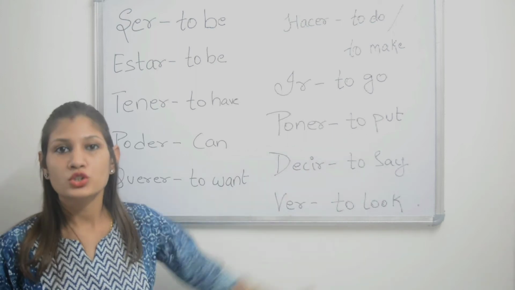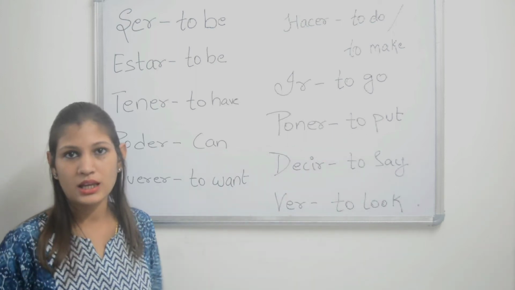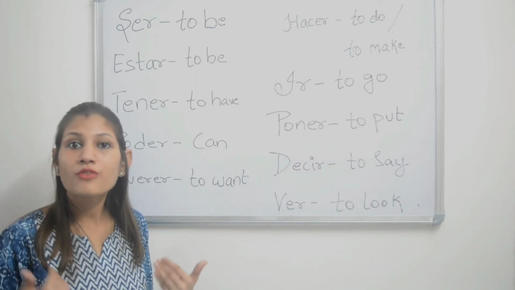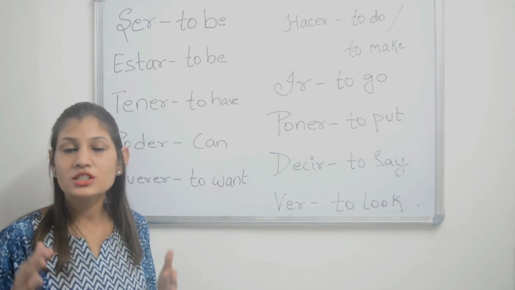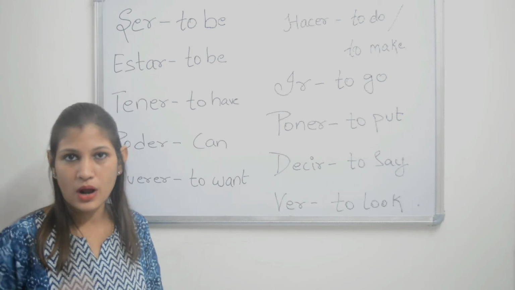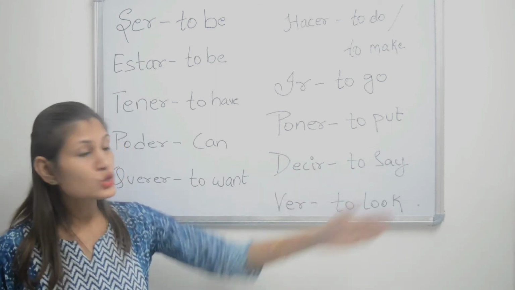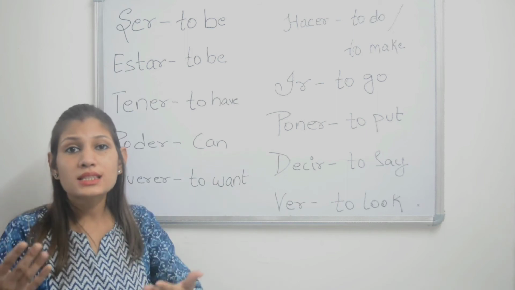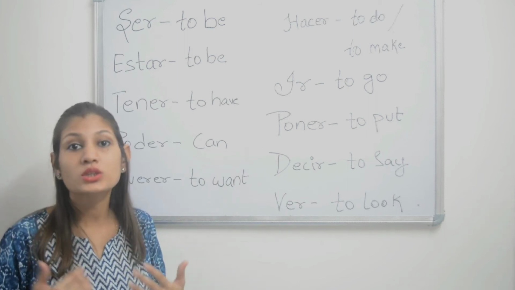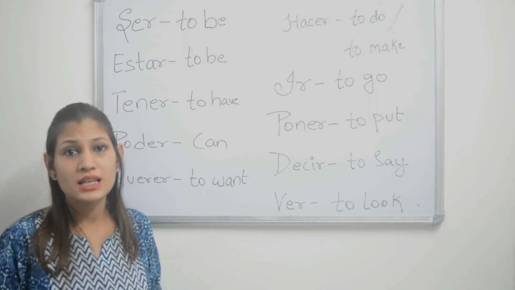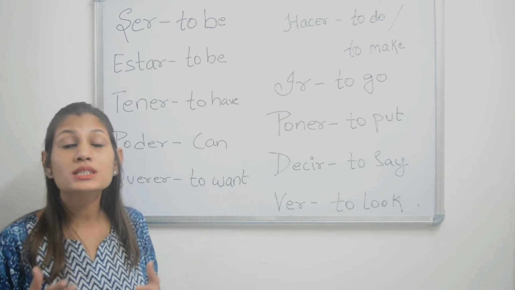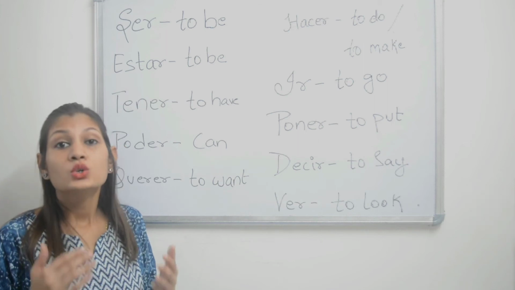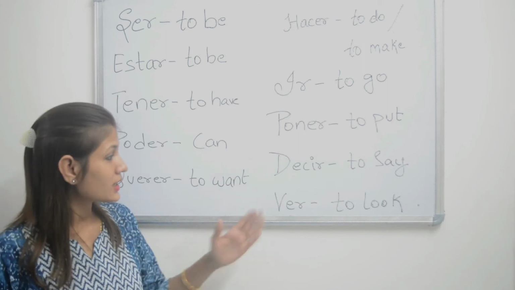Poner is to put, when you are putting something. Yo pongo la falda en el armario. I have put the skirt in the almirah. Decir is to say. When you say something, yo digo. Tú dices. Tú dices español. Tú dices verdad. You are saying the truth.